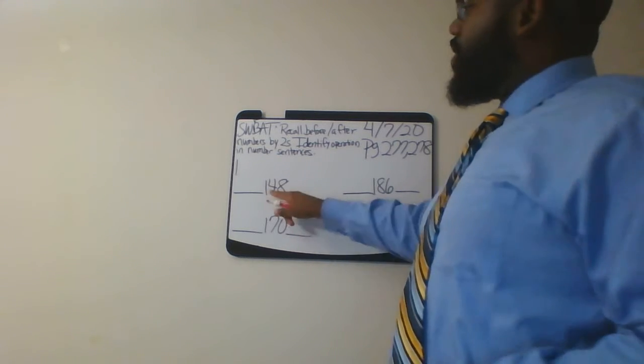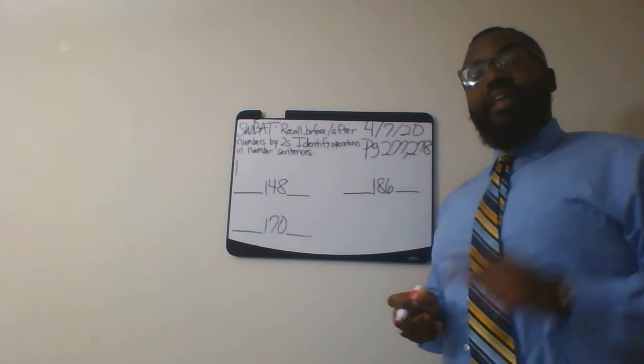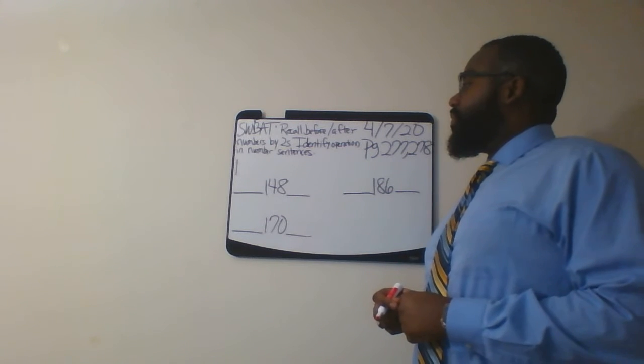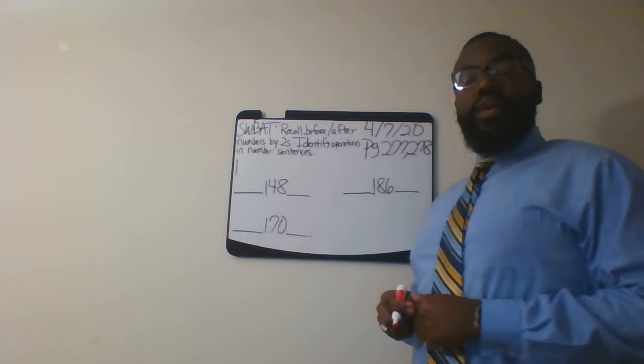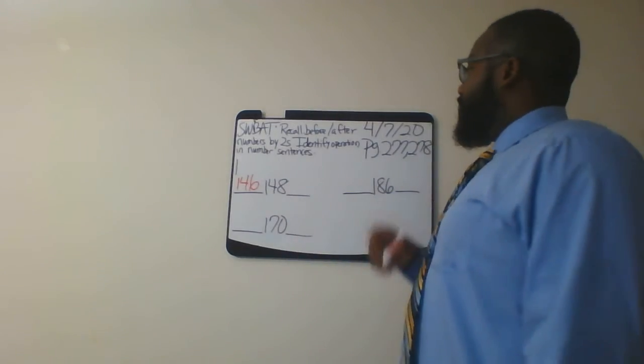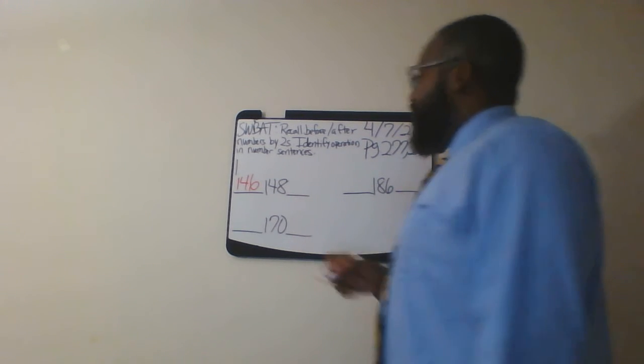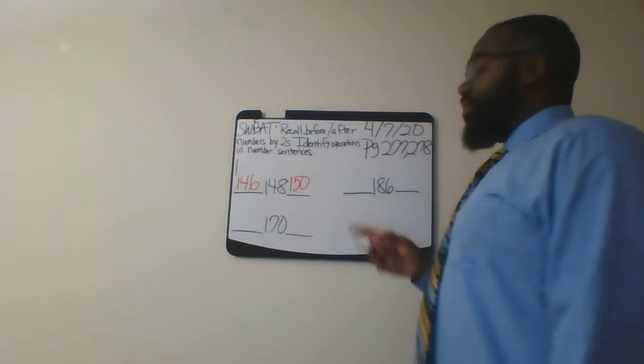So let's look at 148. What comes before 148? Which number? 146. Great job. Now let's keep going. 146, 148, 150. Great. Let's go to the next number that we have here.